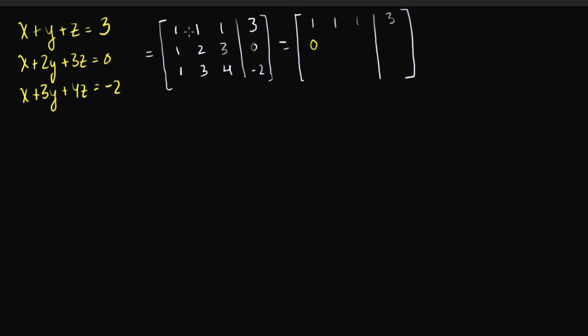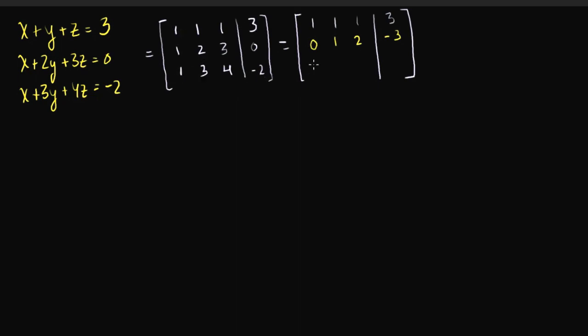So 1 minus 1 is 0. 2 minus 1 is 1. 3 minus 1 is 2. And then 0 minus 3 is minus 3. Now, I want to also 0 this out. So let me replace this guy with this equation minus that equation.